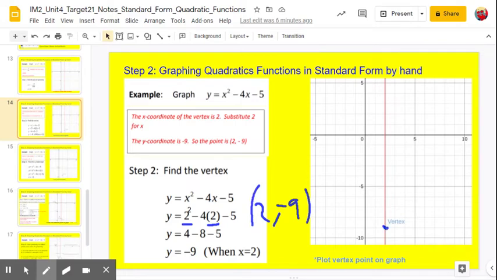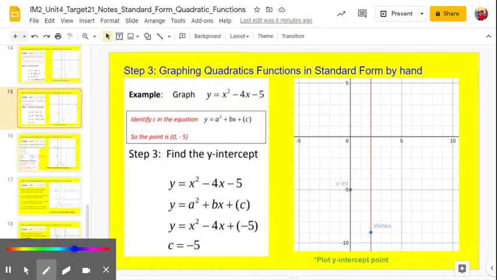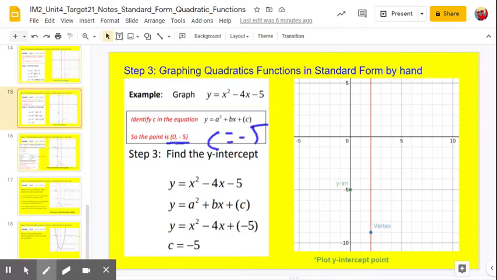So we plot that point: 2 to the right, 9 down, and it's on our axis of symmetry each and every time. Now let's use the c value from the equation. That always tells us the y-intercept. So we know another point that's on the parabola is the y-intercept. We're going to plot the point (0, -5). Again, c equals -5, so the point on the y-axis is (0, -5). That's the green point we plotted here on the graph.